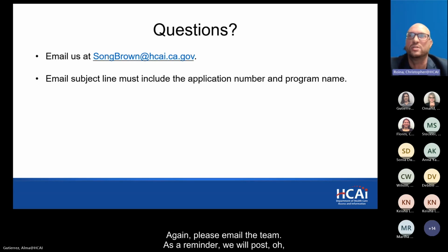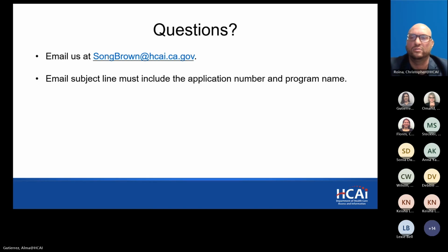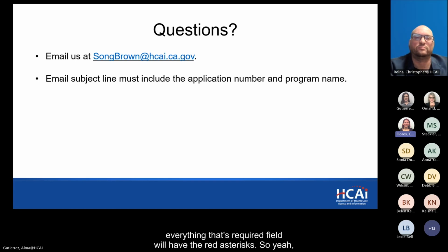We got another question here. Do we add only graduate data for the RNSA field or all? When you open up a graduate record, everything that's a required field will have the red asterisks. So the practice site is a required field, and anything else on that window. I hope that answered it.